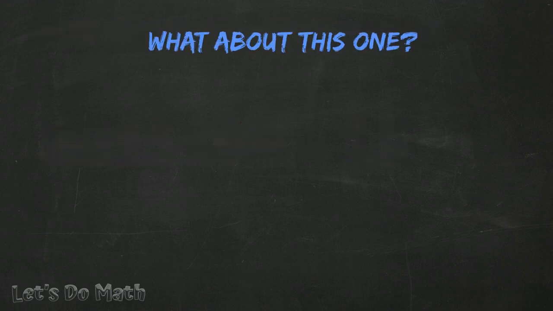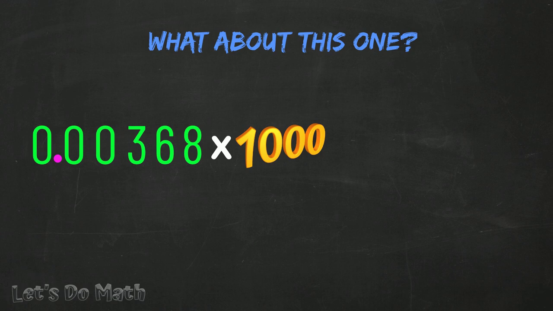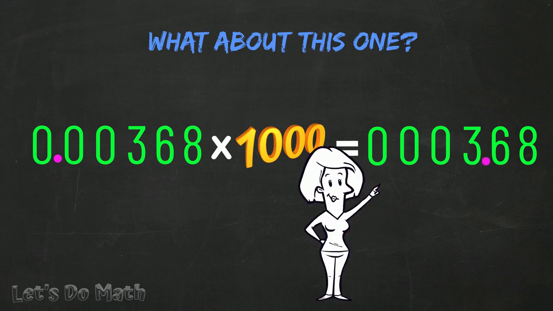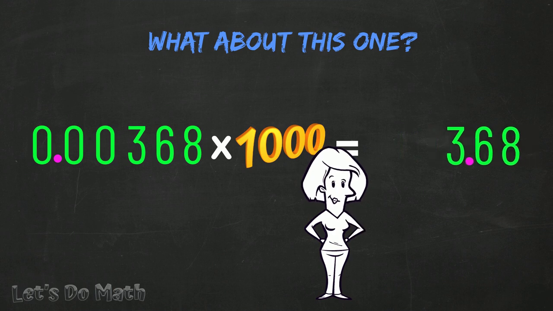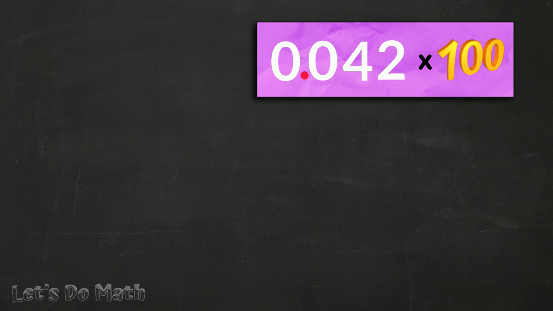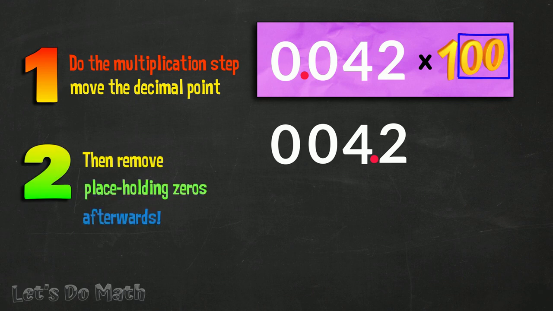What about this one? We have to multiply 0.00368 by 1000. We're going to move the decimal point 3 places to the right. 1, 2, 3. And we can dump those place-holding zeros at the beginning. So we've got our answer, 3.68. First you do the multiplication step and move the decimal point. Then remove the place-holding zeros afterwards.